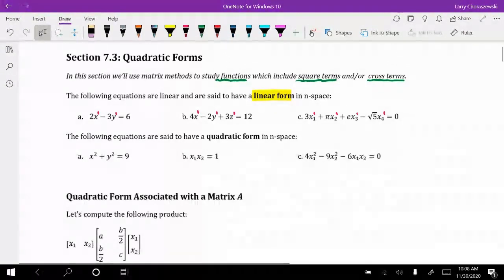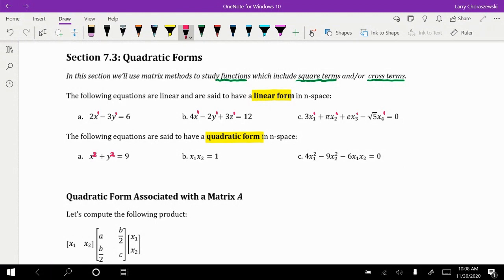We're going to up the ante a little bit, starting in this section, by studying equations that are said to have a quadratic form in n-dimensional space. So just looking at these upcoming 3 equations, it's probably easy to tell why they might be called quadratic form equations. If you look at the degree of each of the variables, say in example part A, the variables involved are x and y, and each of those variables has a degree of 2.